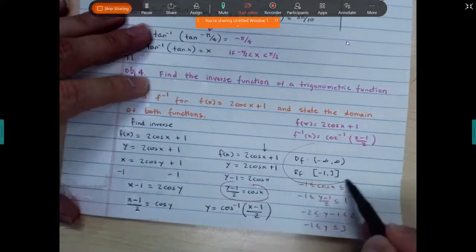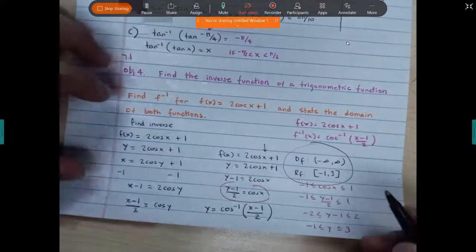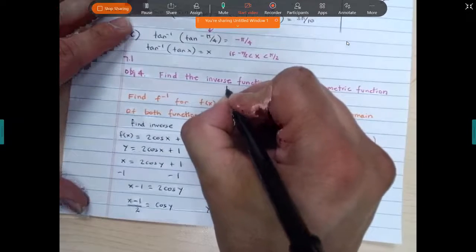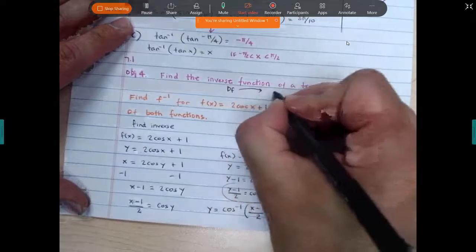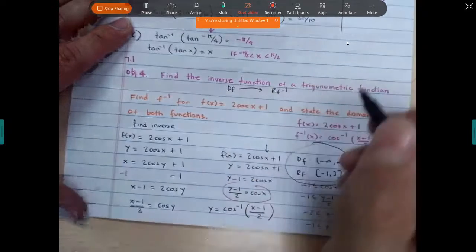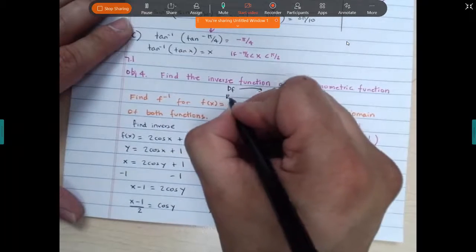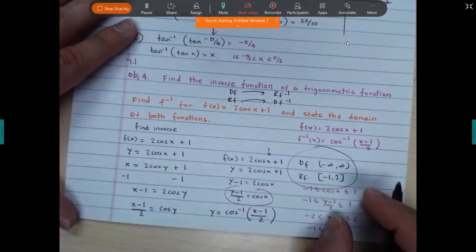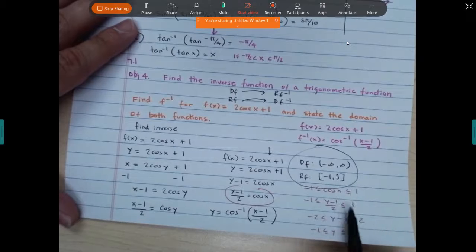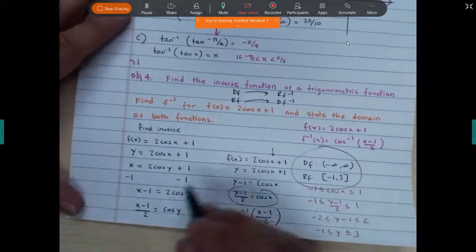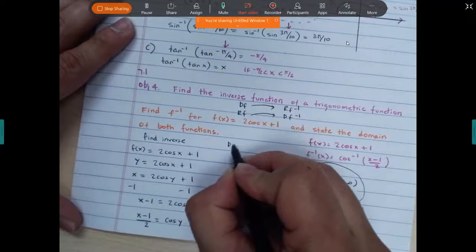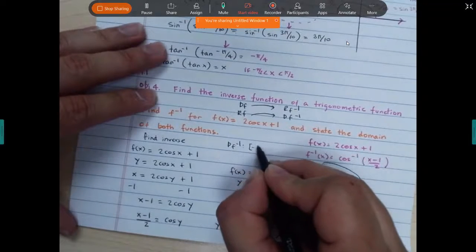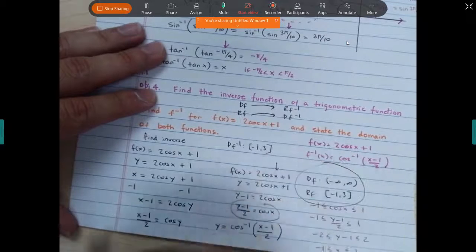So why is this information important? It's important because when we study inverses, we remember that the domain of f is the range of the inverse, and the range of f is the domain of the inverse. So in finding the range of f, we also found the domain of the inverse, which in this case will be the x values from -1 to 3.